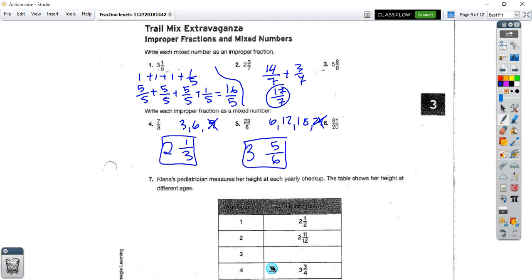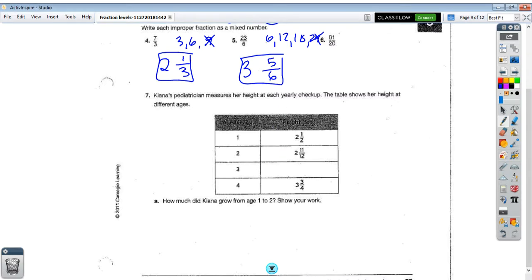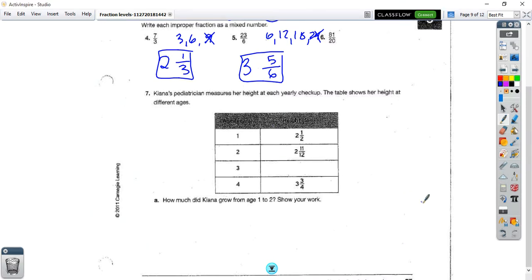Let's go ahead and scroll down. Here are some word problems that are going to go with this. Kiana's pediatrician measured her height at each yearly checkup. The table shows her height at different ages. So we have the age and we have her height. And it asks, how much did Kiana grow from ages 1 to 2?